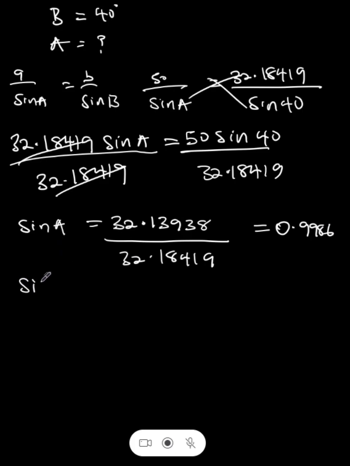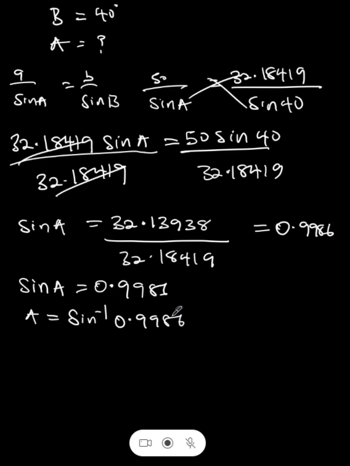So we have sine A equal to 0.9986. So our A will equal the inverse of sine 0.9986. That gives us A is equal to 86.9678. However, we were told to leave our answer to the nearest degree, so our A will equal 87 degrees approximately.